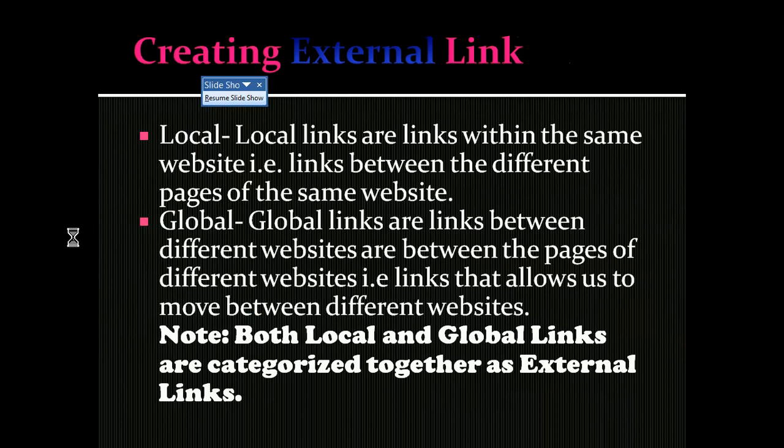Now how can we create an external link? In your book you can see there are three different types of links. The first one is internal link, which we have already discussed. Second is local and global. Now local links are links within the same website. That means a particular website may have numerous pages, and those links that help us to move between the different pages of a particular website are known as local links.